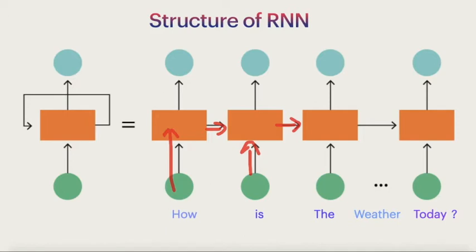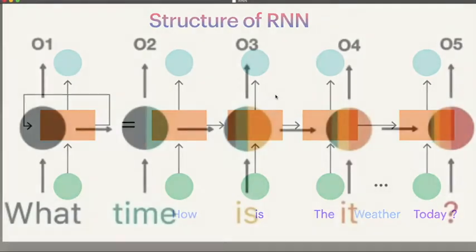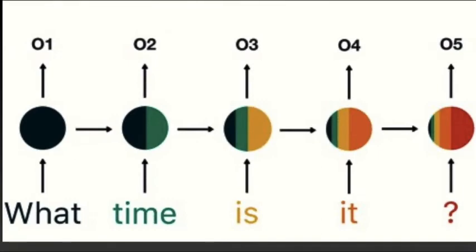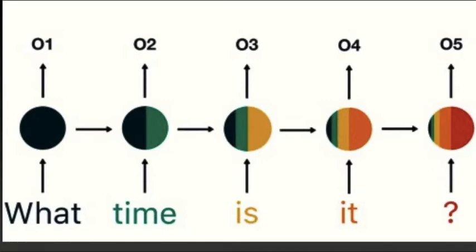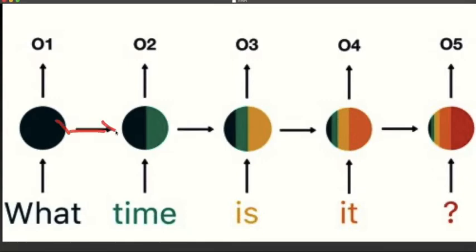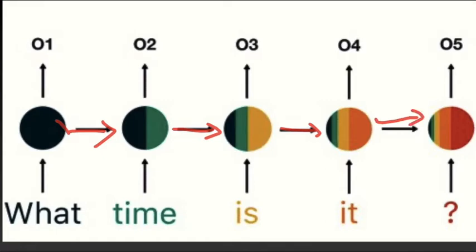I'll give you an example of this again. Once again, see, this is the example. What time is it? And a question mark. What does not make any sense. Time also does not make any sense. But if I connect all these words together, what time is it? This makes sense. So this is a kind of sequential data, and this is how RNN processes sequential data. The output of what is being connected to time, the output of time is being connected to is, the output of is being connected to it, and then this. So this is RNN, and this is how RNN processes sequential data.